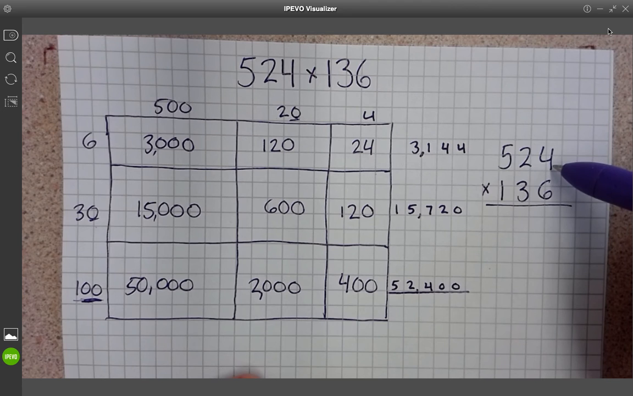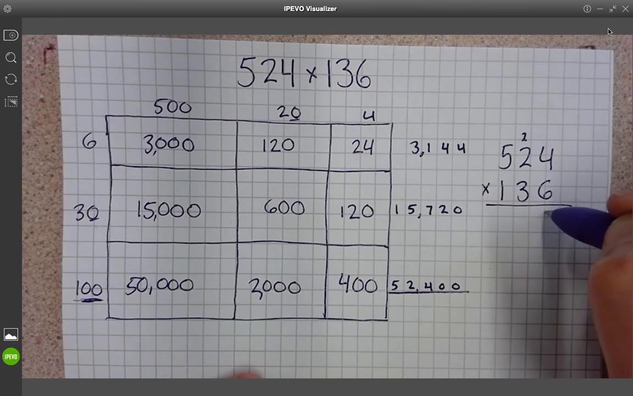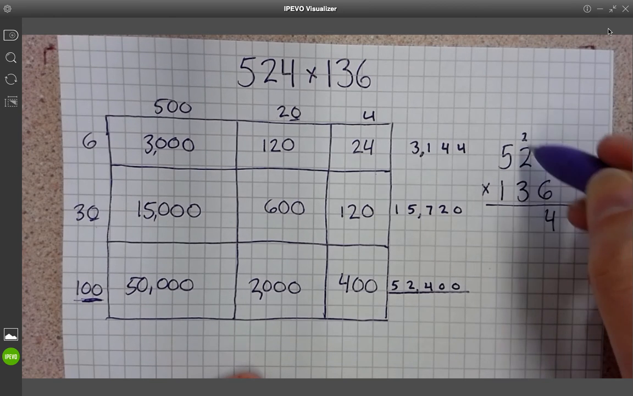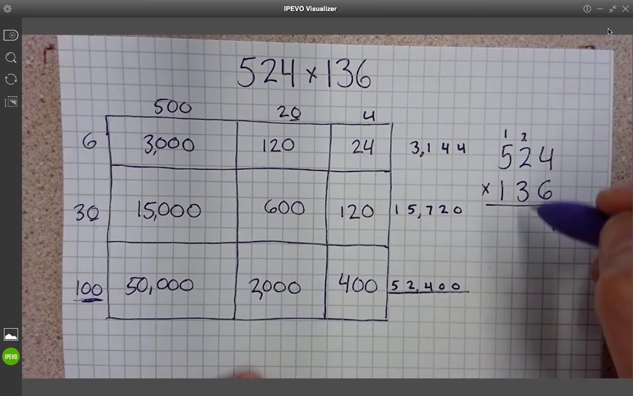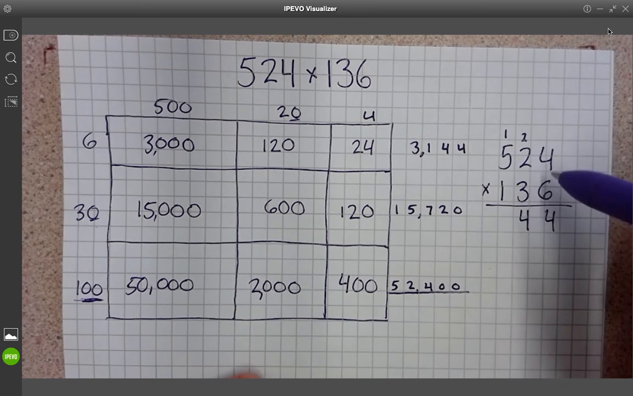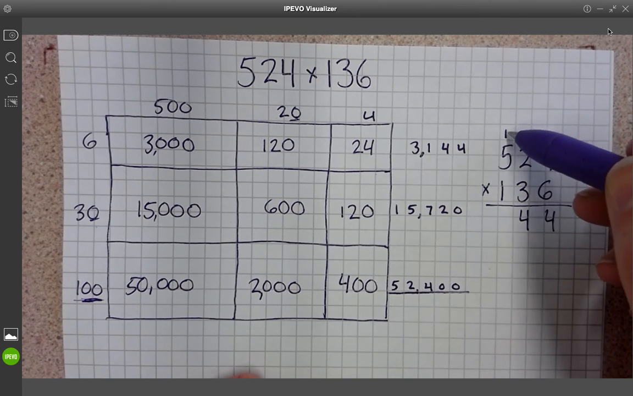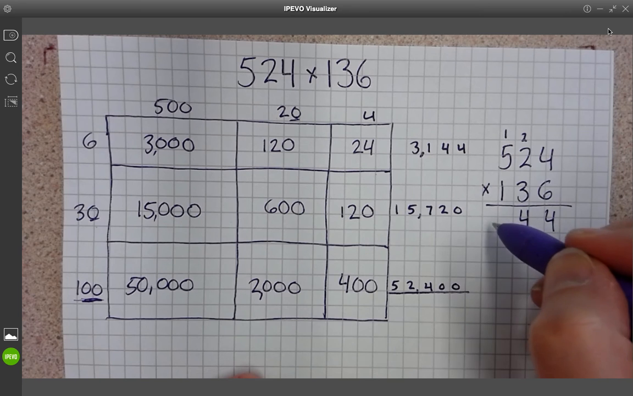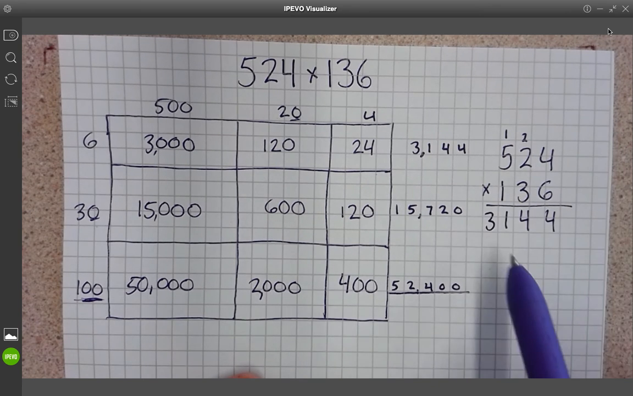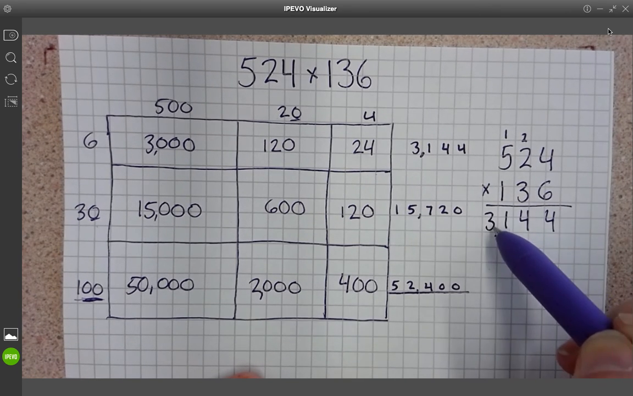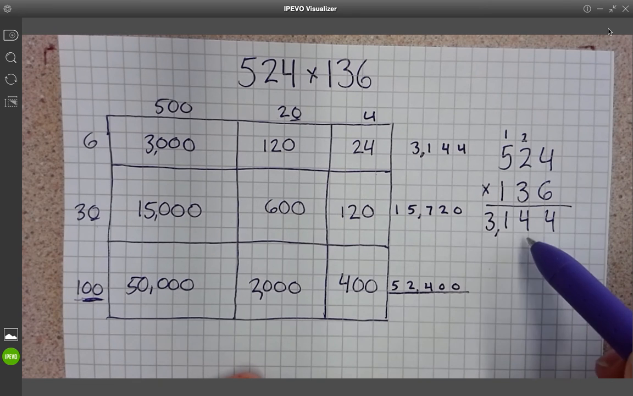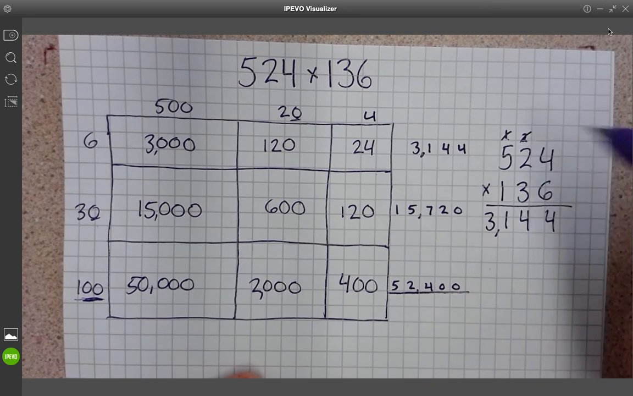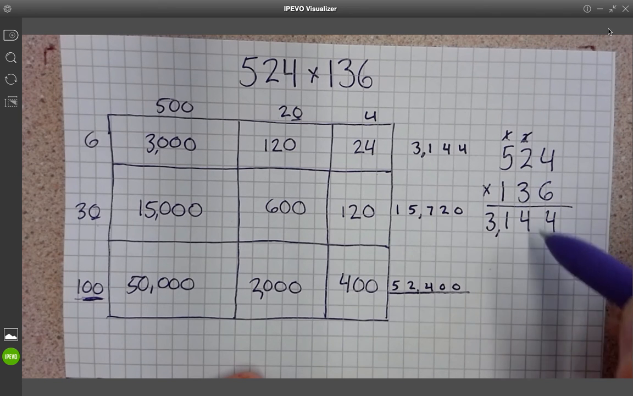6 times 4 is 24. 6 times 2 is 12 plus 2 is 14, sorry. I went ahead and did it, but didn't say it out loud. And 6 times 5 is 30, plus 1 is 31. So 3,144. Cross these off.